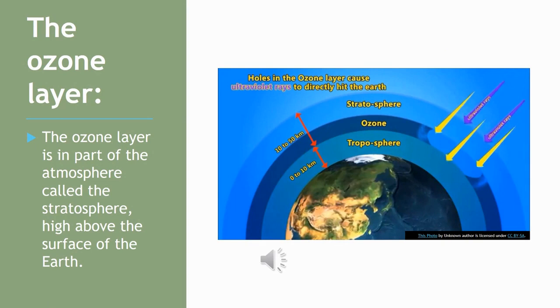The ozone layer is in part of the atmosphere called the stratosphere, high above the surface of the Earth, and it protects the Earth from the sun's radiation. Ozone is a form of oxygen that absorbs much of the harmful ultraviolet radiation from the sun.